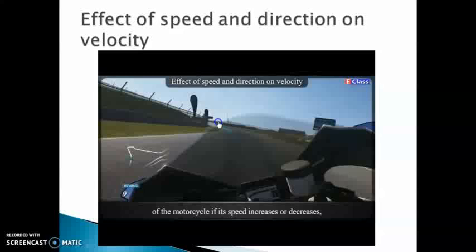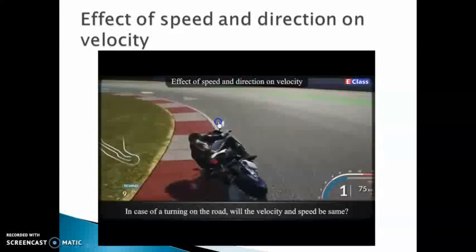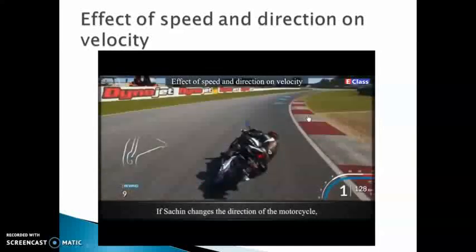Okay, so what is the example here? The speed increases or decreases, but the direction is the same, but it is going to affect the velocity. 2. In case of a turning on the road, will the velocity and speed be the same? When there is a turning, do you think the velocity and speed will be the same? No, it will be different.